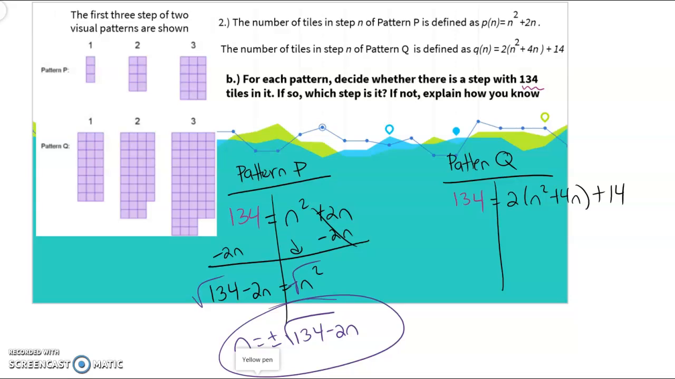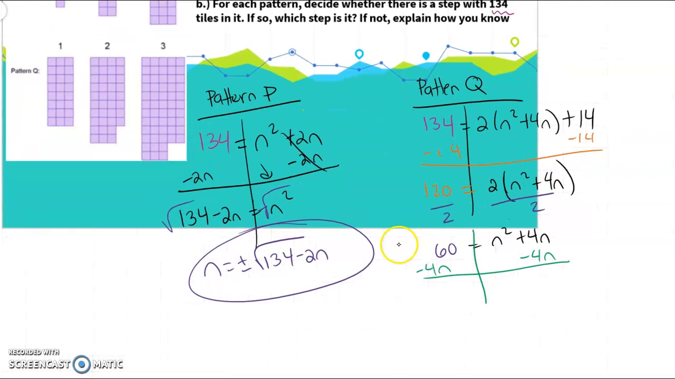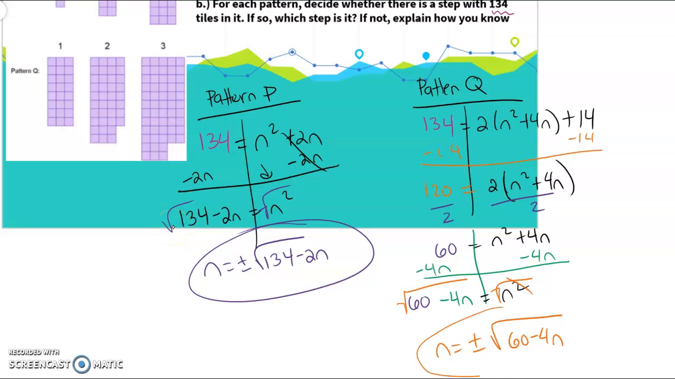That's okay. No worries. And for the last one, you subtract 14, then divide by 2, then you get 60, and then you subtract 4n. Remember, these can't be added together. Whoops. And when you square root it, you get a plus or minus the square root of 60 minus 4n. So we will talk more about it tomorrow.